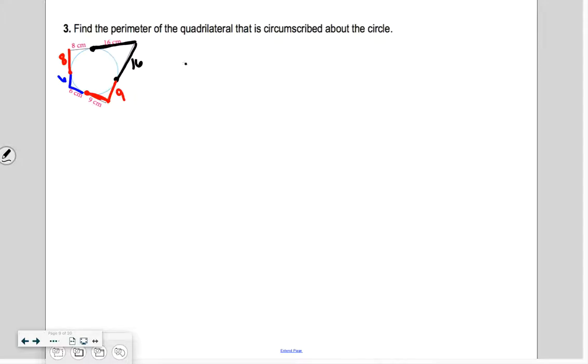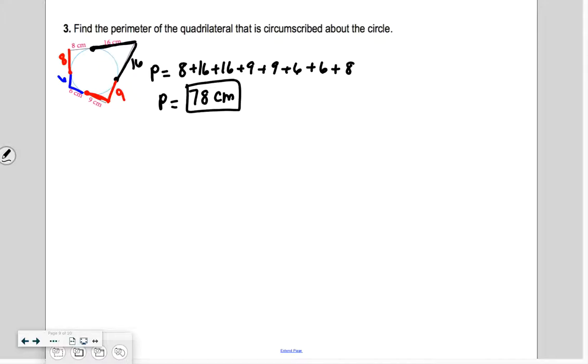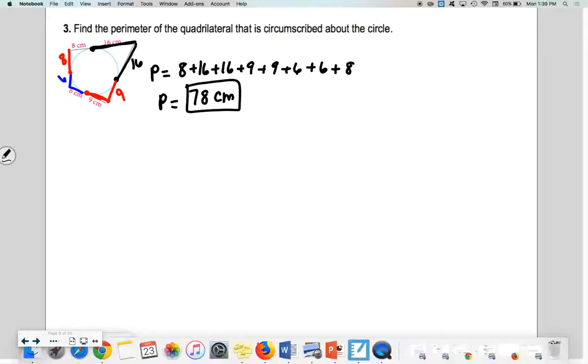So we end up getting 8 plus 16 plus 16 plus 9 plus 9 plus 6 plus 6 plus 8. And we add all that together. 78, did we get that? Centimeters? That's it. Make sense? Okay. I'm going to pass out your homework.